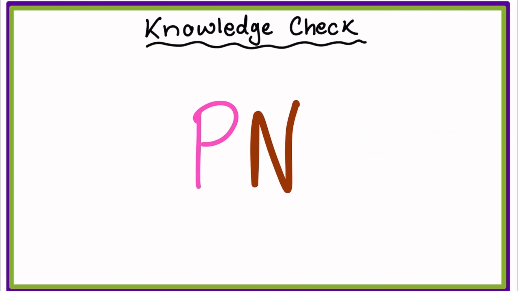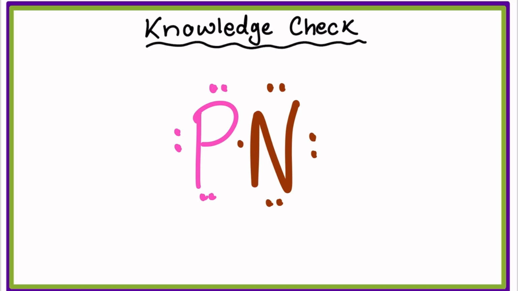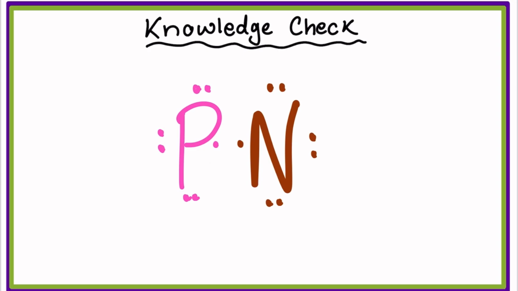Number 2 is phosphorus mononitride. We always start off once again by drawing the valence electrons around each atom. Nitrogen has 5 valence electrons and phosphorus also has 5 valence electrons. Phosphorus can share 1 valence electron with nitrogen, and nitrogen can also share 1 valence electron with phosphorus right here. That means 2 shared electrons and they form a single bond.